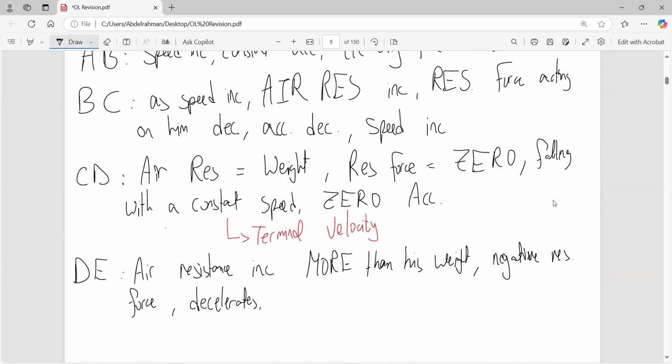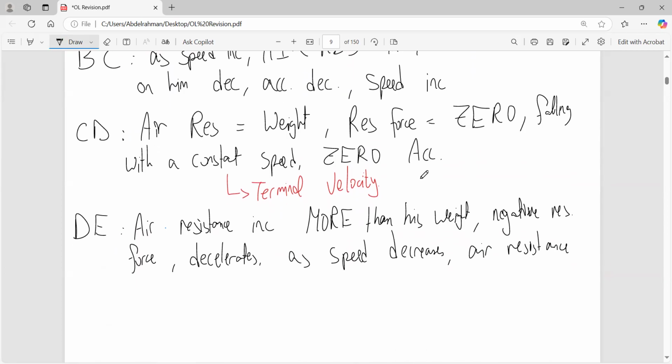Let's write it down. As speed decreases, what happens? Air resistance decreases. Air resistance is the resistive force. Therefore, the resultant force on him, instead of being, for example, negative 200 newtons, becomes negative 150 newtons, becomes negative 100 newtons, negative 50 newtons.